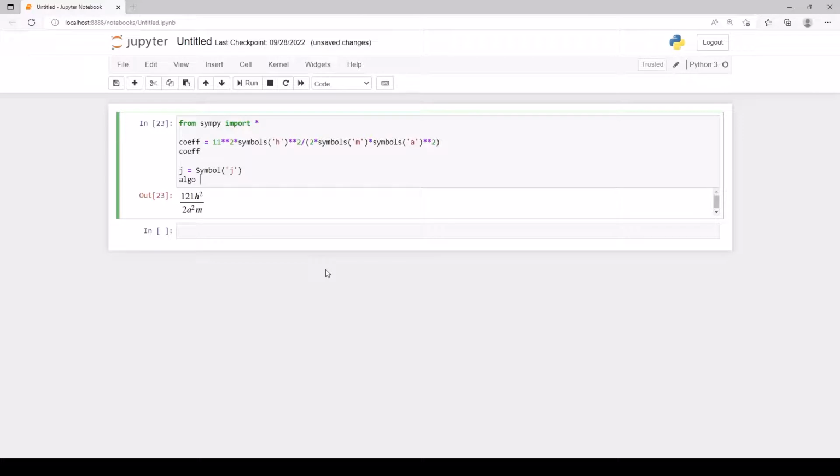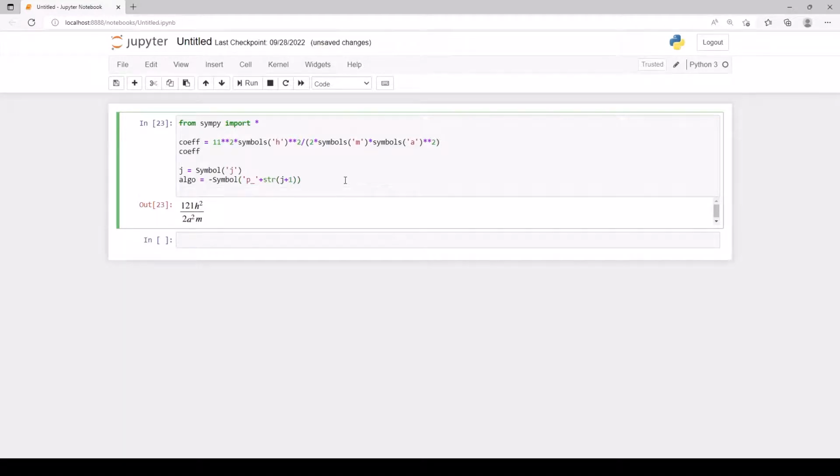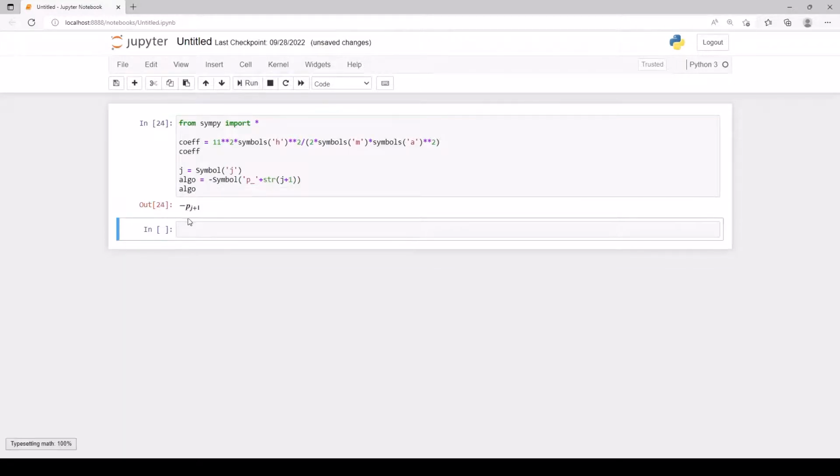So algorithm, I'm going to call it algo. This is going to equal, so negative, right? It's going to be psi of j plus 1. So symbol, I'm going to call it p underscore, concatenated with the string value of j plus 1. So j is just a symbol j, and I'm going to add 1 to it, and turn that into a string. This is going to give me negative psi of j plus 1, which is our first term.